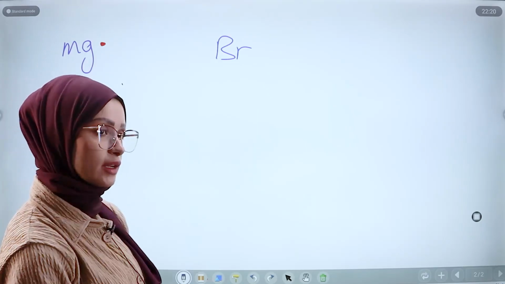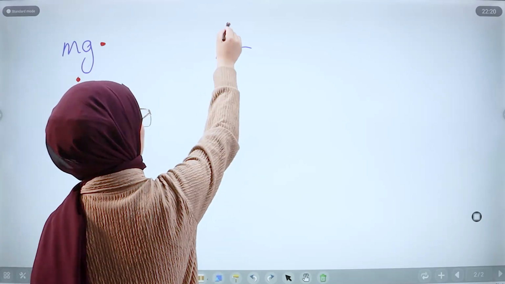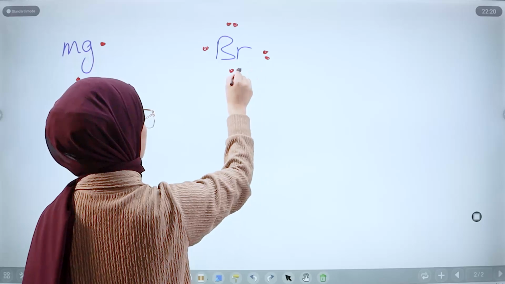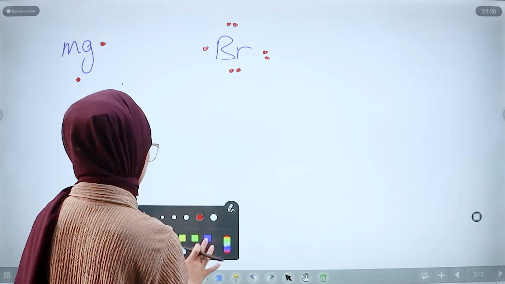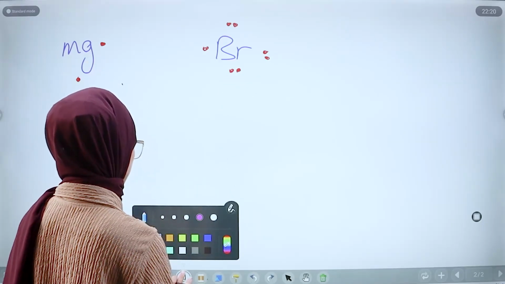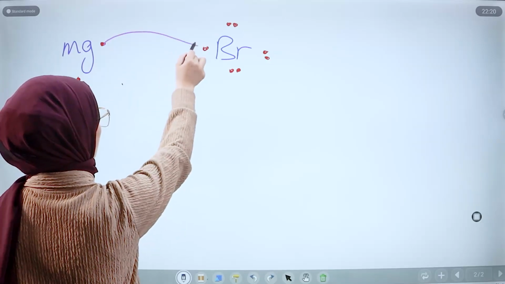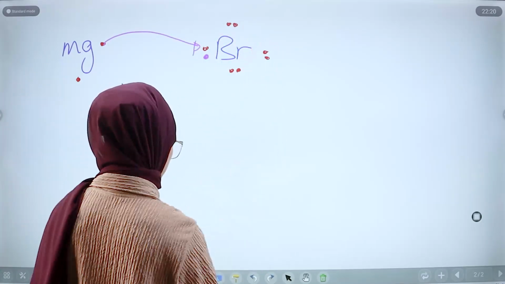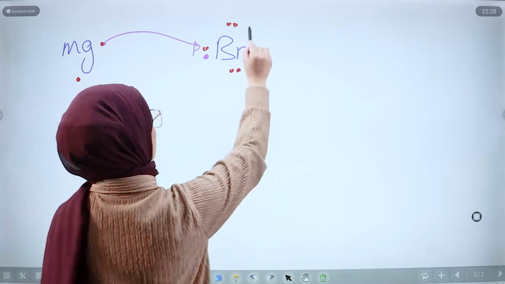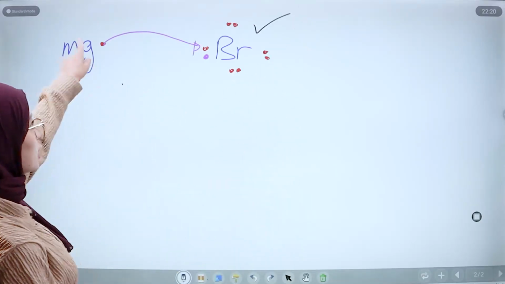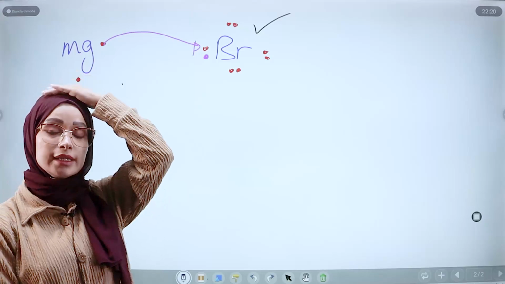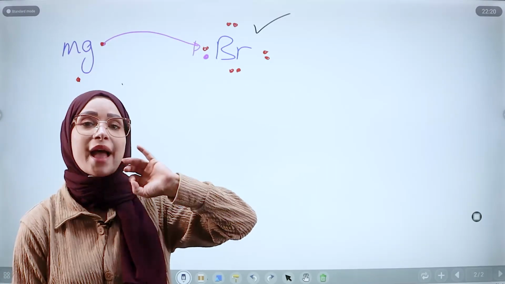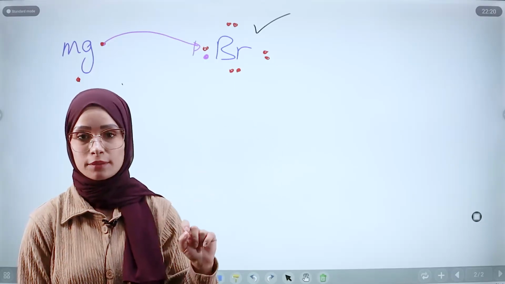Bromine is in group number 7. It has 7 electrons by Lewis dot structure: 1, 2, 3, 4, 5, 6, and 7. Now this electron is transferred from the magnesium to the bromine. Now the bromine is octet. It has 8 electrons in the last orbital. But the magnesium is not octet yet because it still has another electron. The magnesium atom has to lose it to be stable.